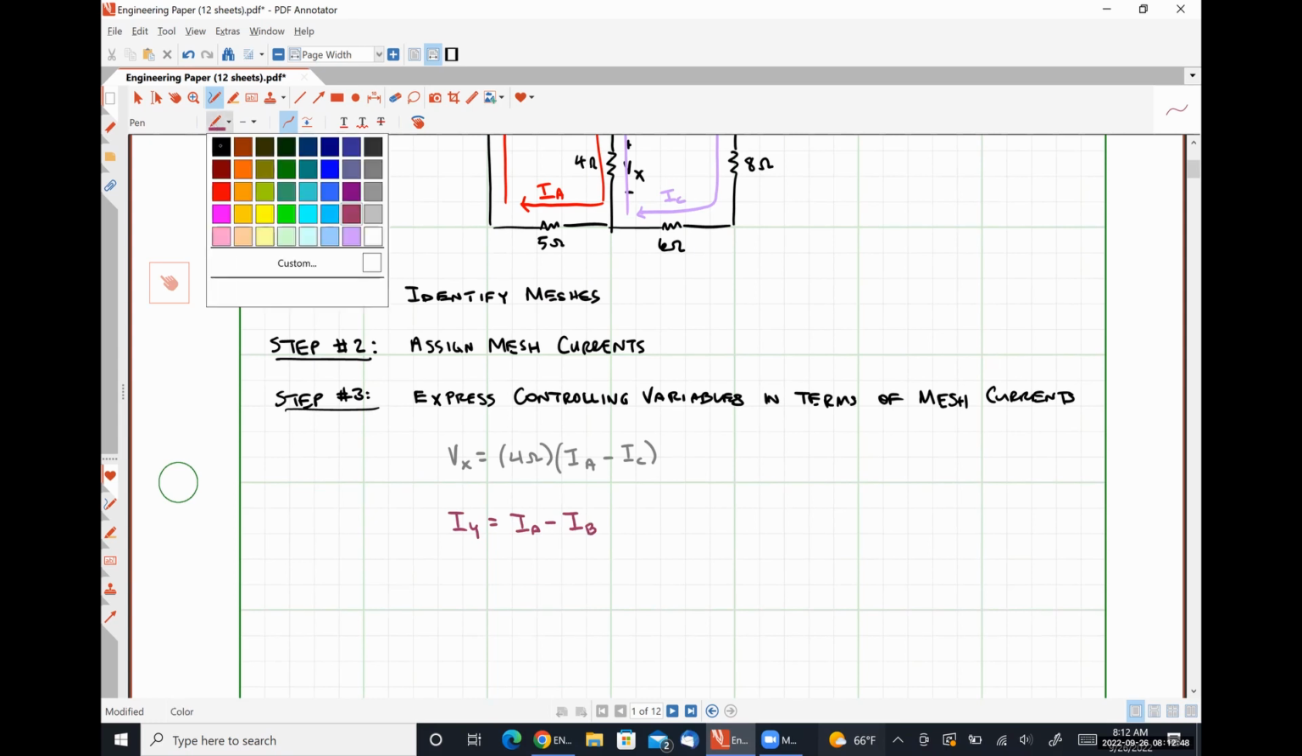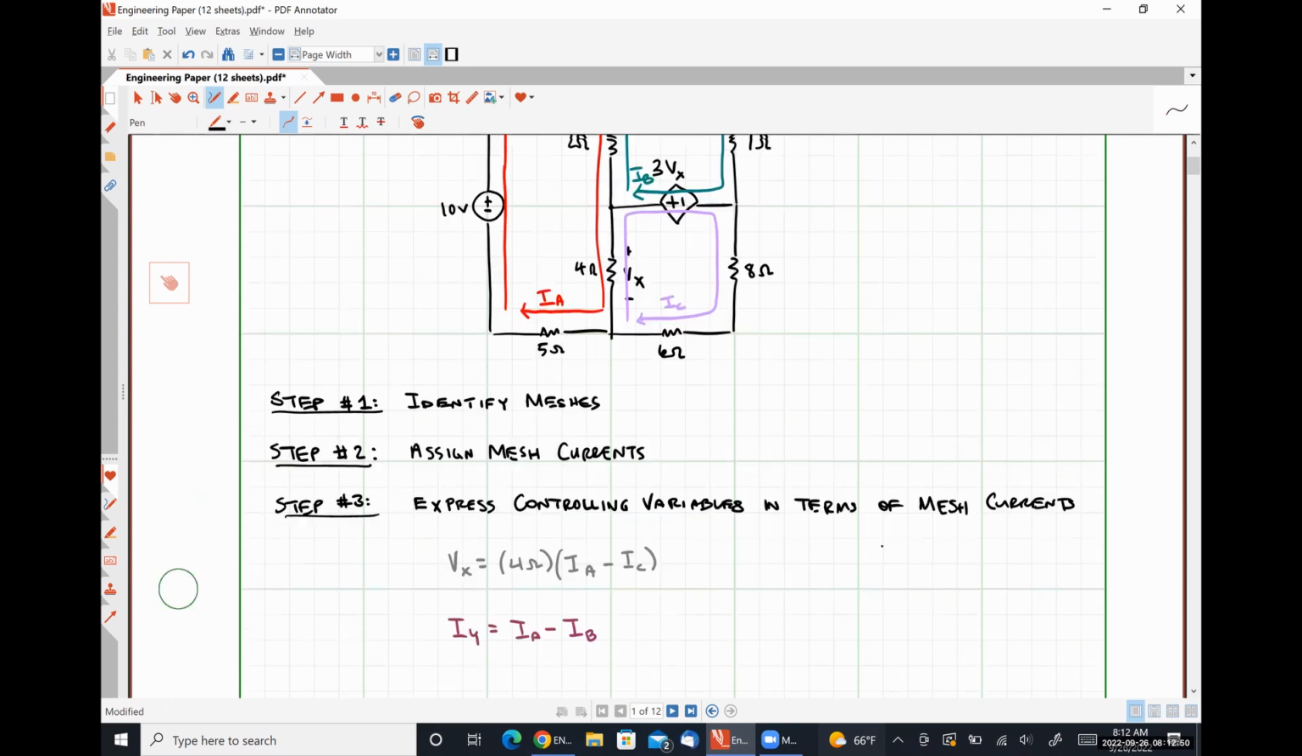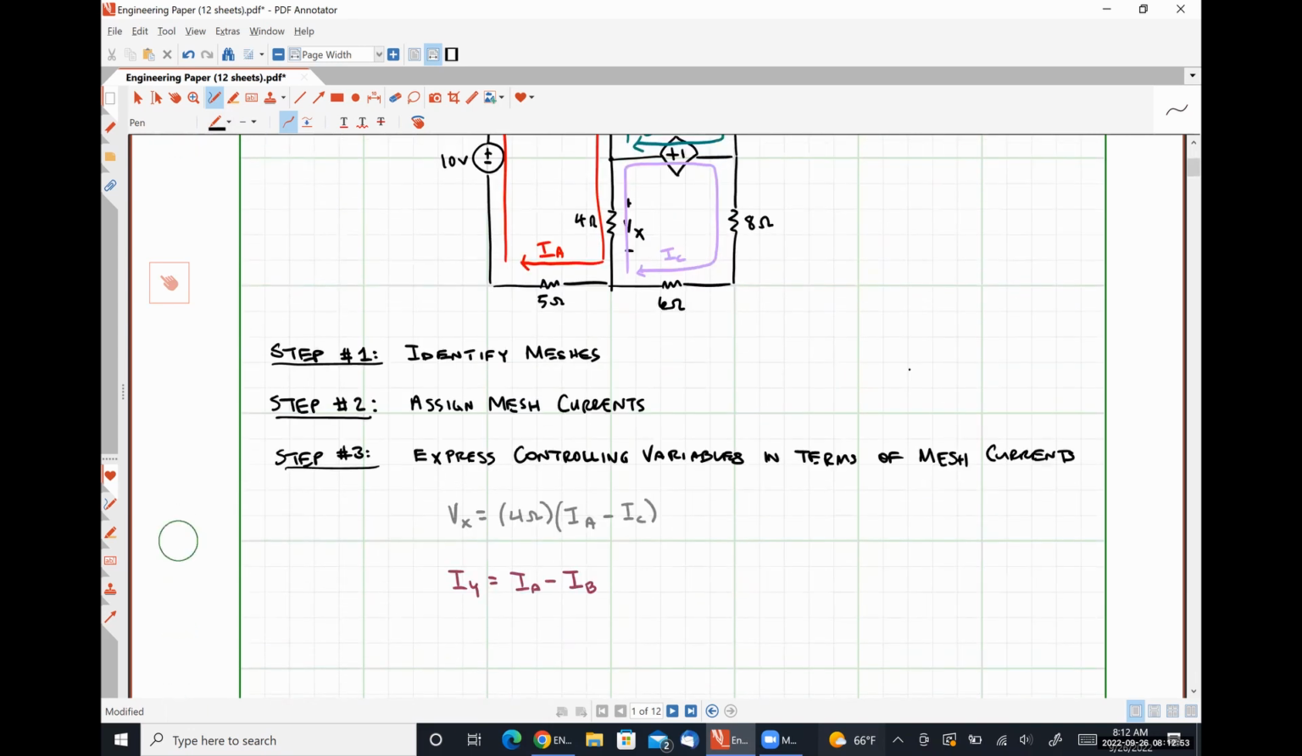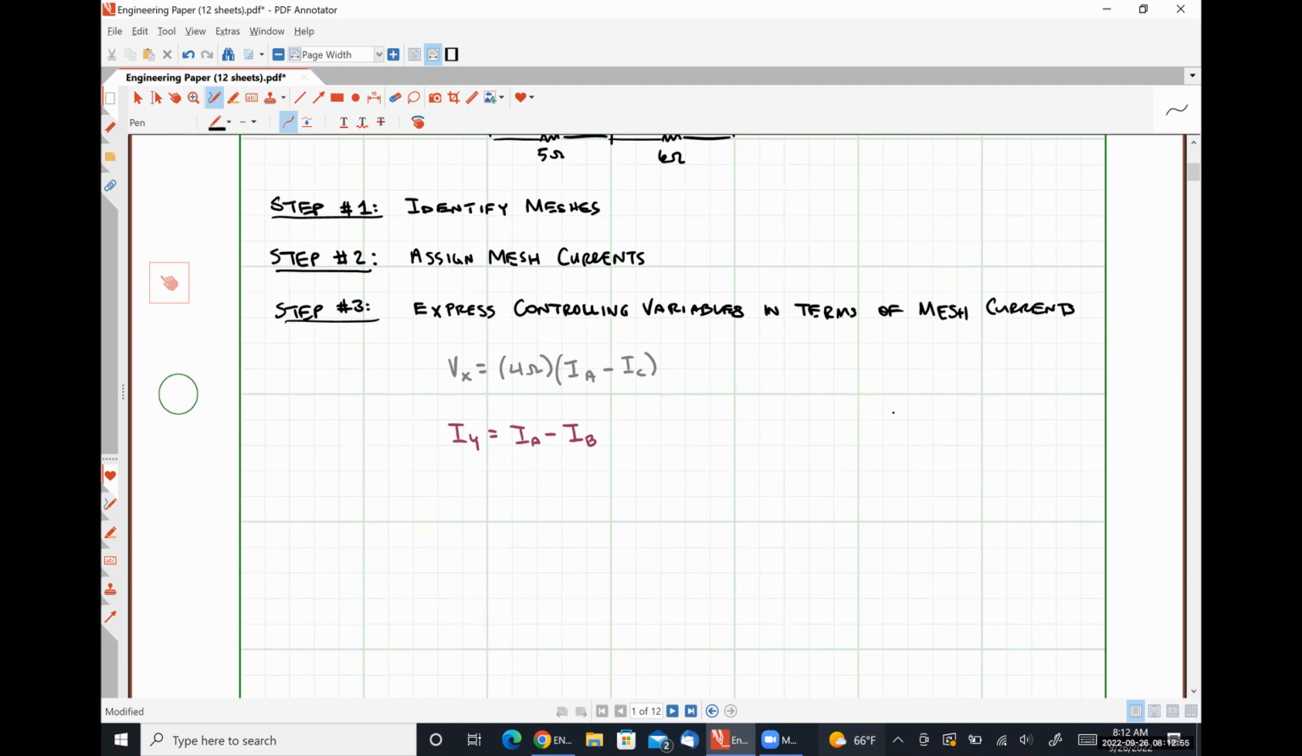All right. Because we don't have any current sources in this circuit, we are ready to move on to our next step. Step number 4 will be to write KVL equations for each mesh.